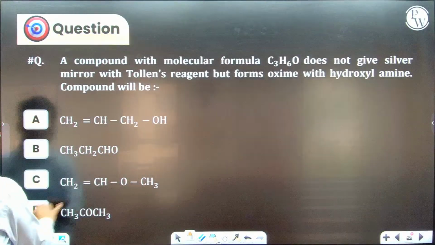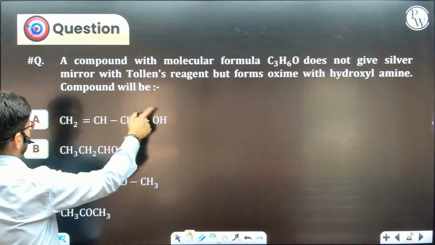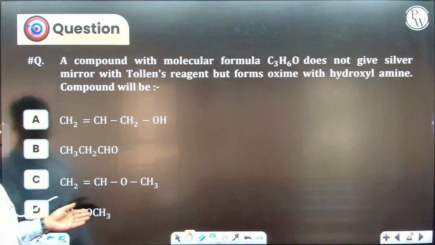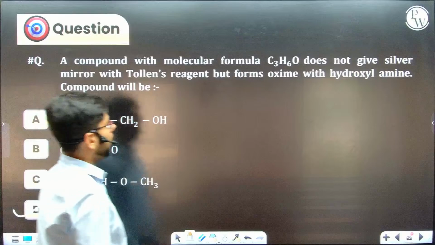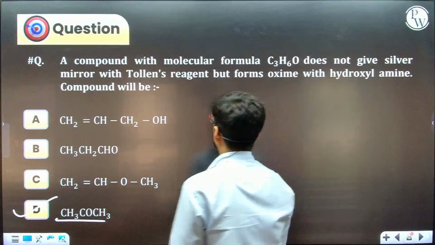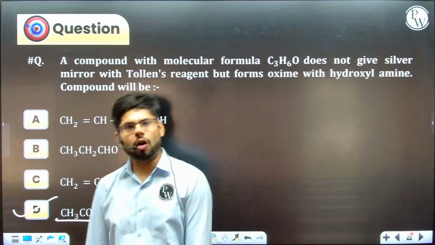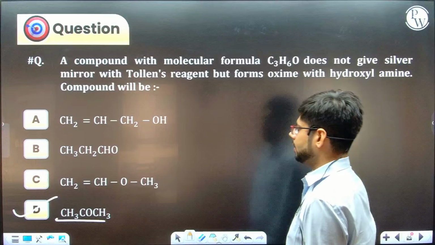C3H6O. This is an ether. This is an alcohol. This is an aldehyde. All these are ruled out. The only option left is this. This is a ketone, and we know that ketones react with NH2OH to form ketoximes, and ketones will definitely not reduce Tollens reagent. Ketones will not reduce Fehling's reagent. So D is the correct answer.